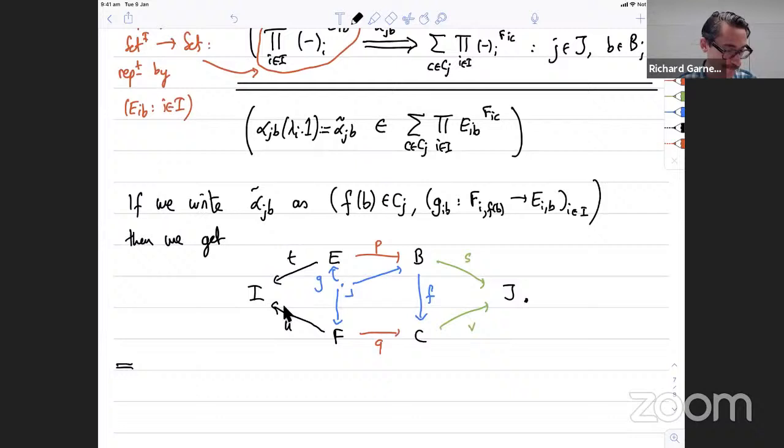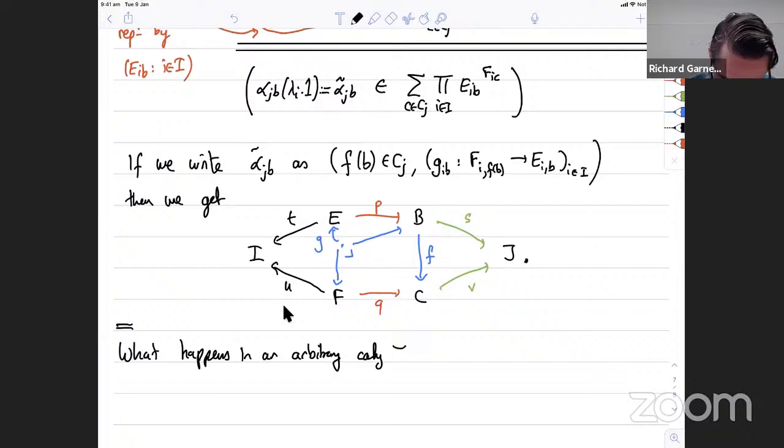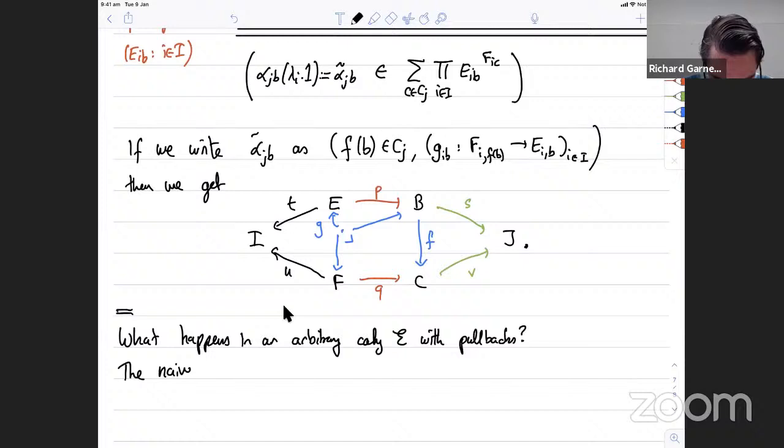And that's all well and good. So what happens in an arbitrary category E with pullbacks? Well, the naive thing doesn't work.